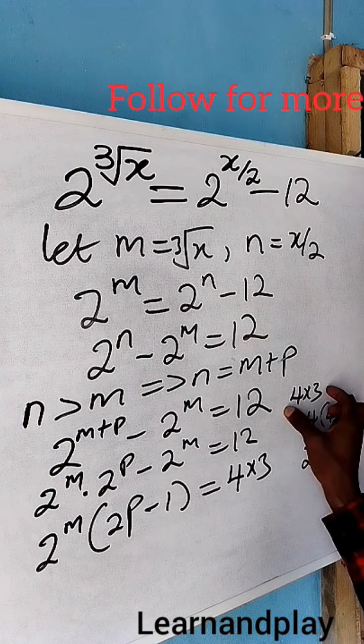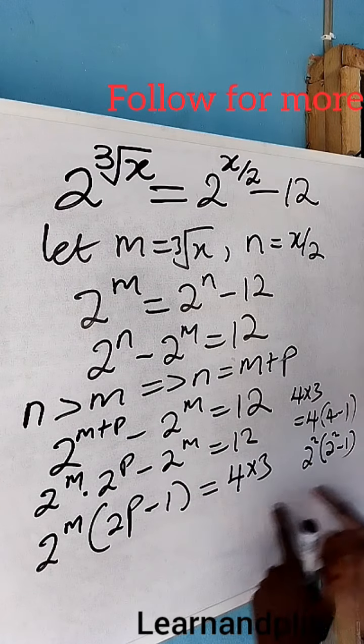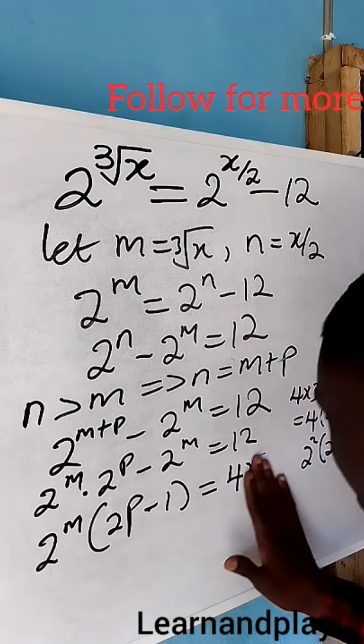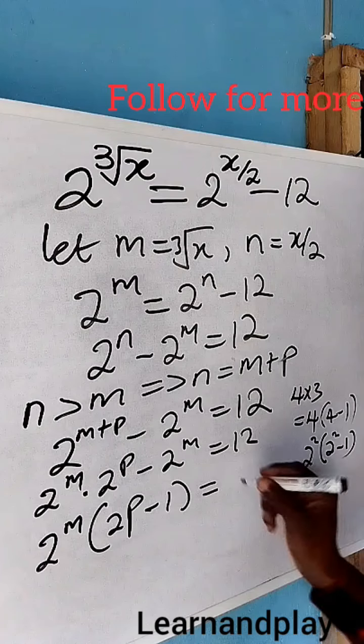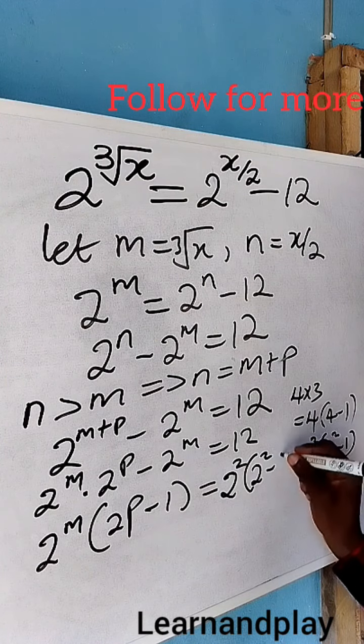Because 4 minus 1 is 3, you are going to get back to this, which gives you 12. So we are going to clean this and represent this with this. So we are going to have 2 to the power of 2 multiplied by 2 to the power of 2 minus 1.